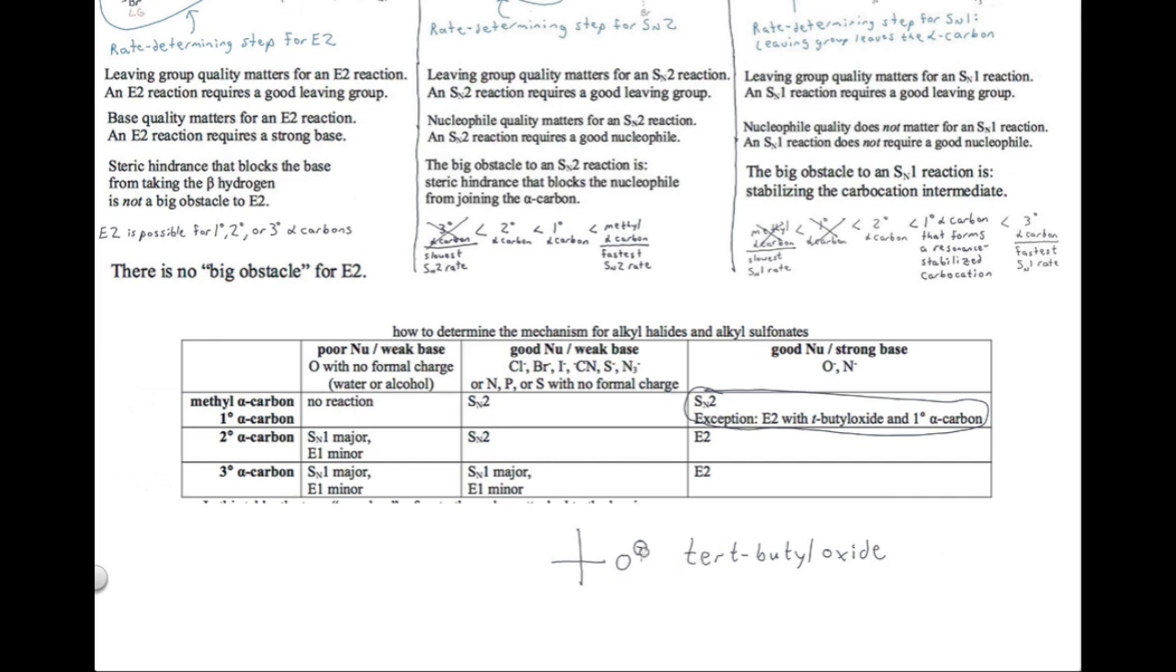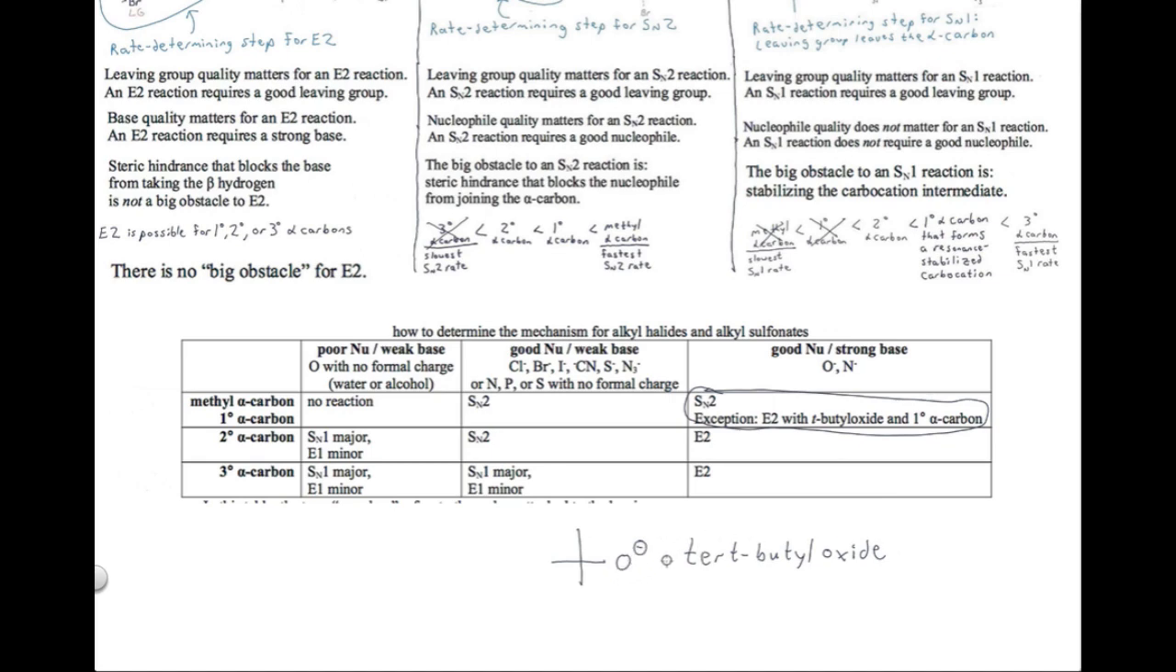Now, if tert-butyl oxide has so much steric hindrance, why does that favor E2 over SN2? Well, we know that the big obstacle to an SN2 reaction is steric hindrance. Since tert-butyl oxide has a lot of steric hindrance, it's unlikely to be good at an SN2 reaction. Tert-butyl oxide will be poor at carrying out an SN2 reaction because the methyl groups will get in the way and block the O- from joining the alpha carbon.